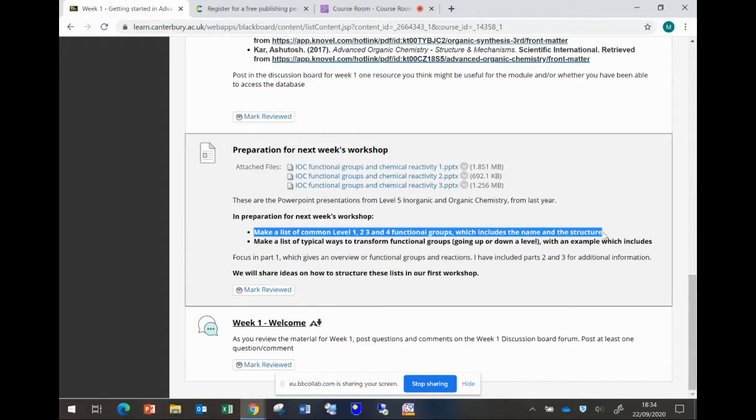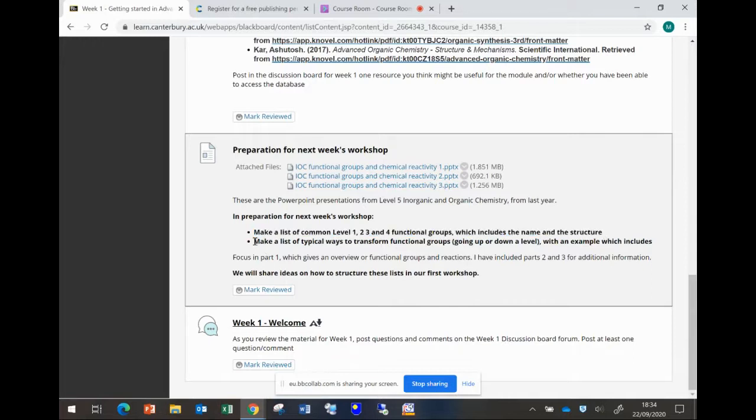Using that presentation, or the book that you can find in your level 5 Blackboard, inorganic and organic chemistry, where those presentations come from, I'm asking you to make a list of functional groups, levels 1, 2, 3, and 4, the ones that are listed in that presentation. Include the name and include the structure, so not just a list of lactam and imine and carboxylic acid, but also the structure of how the functional group looks.